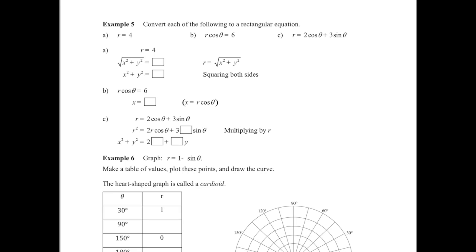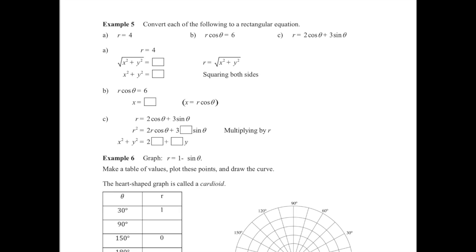Just like we're able to convert equations from rectangular equations to polar equations, we can go backward as well. So let's convert each of the following to a rectangular equation. We have r is equal to 4, which I'm very suspicious might be a circle. R cosine of theta equals 6, and r is equal to 2 cosine theta plus 3 sine of theta.